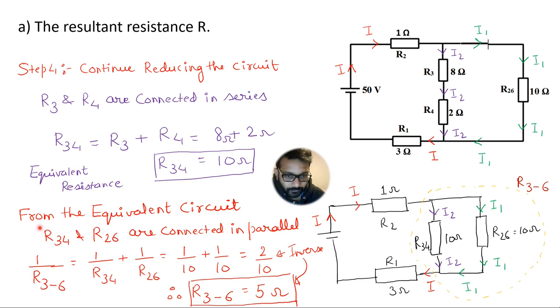So these two resistances R34 and R26 can now be replaced by the equivalent resistance R3-6, which is 5 ohms. As you can see, in each and every step we are trying to reduce the circuit. So let's see.